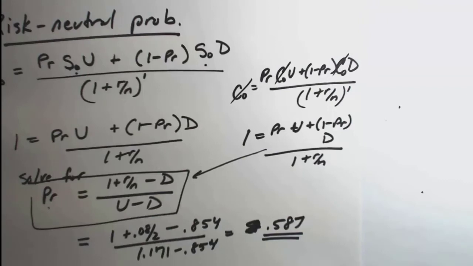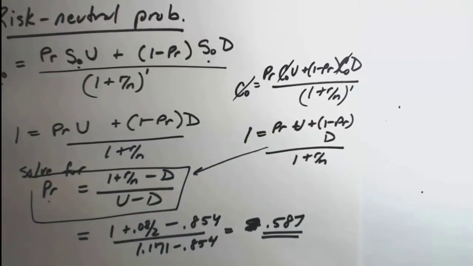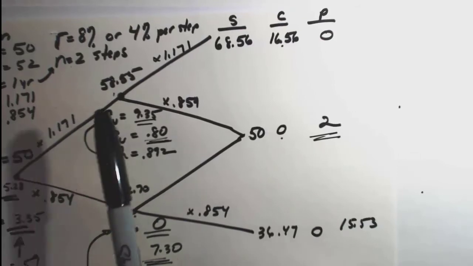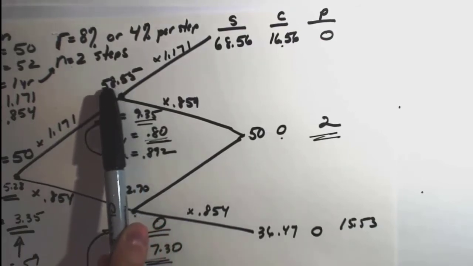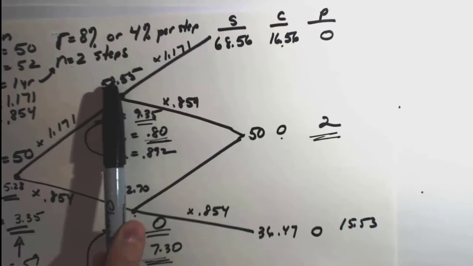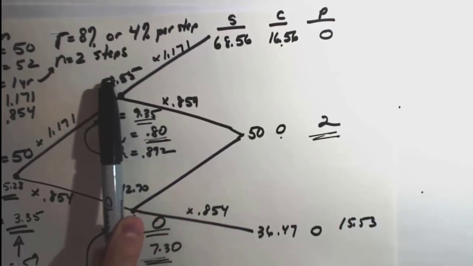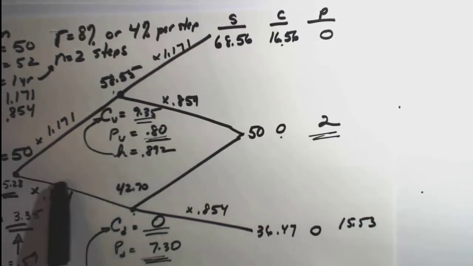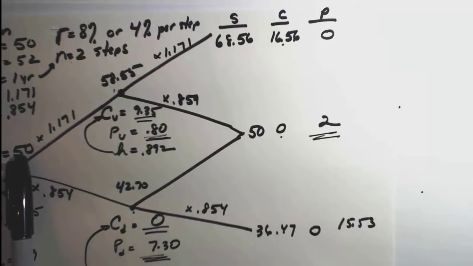Now, keep in mind one more thing before we move on. Now that we have this risk-neutral probability, I'll tell you how to do it, and hopefully you can do it at home. You take the probability, let's call it 0.59, multiply it by the stock price here, plus 1 minus that probability times the 4270, divide it by the interest rate, which is 4% for the 6-month period, and you come up with a stock price of 50.